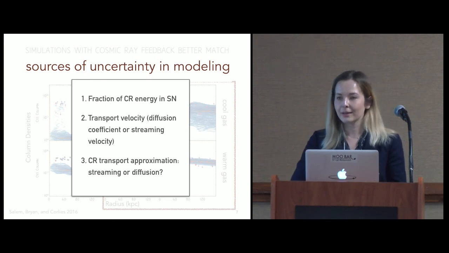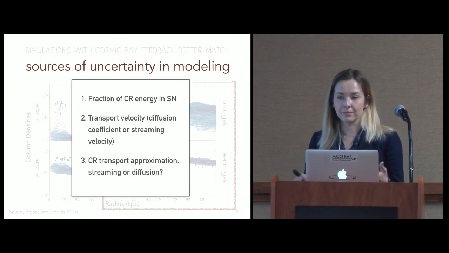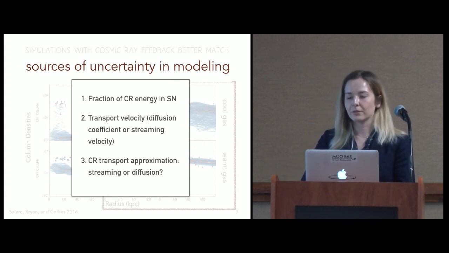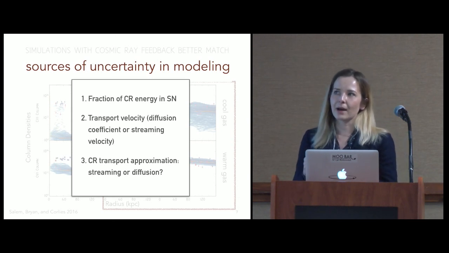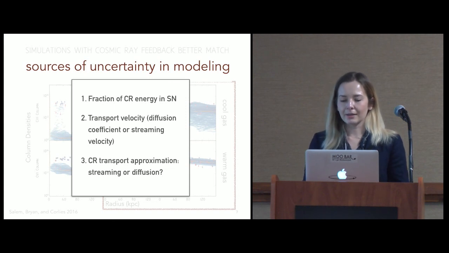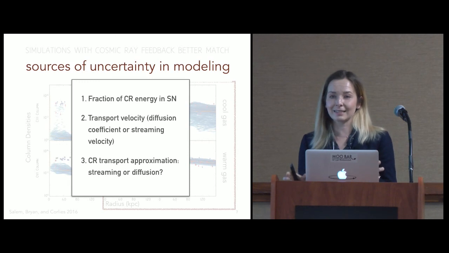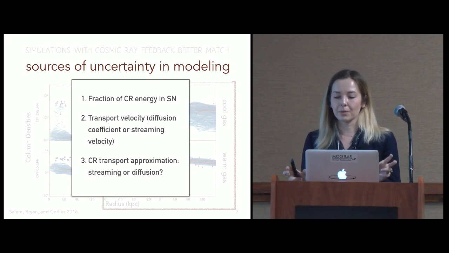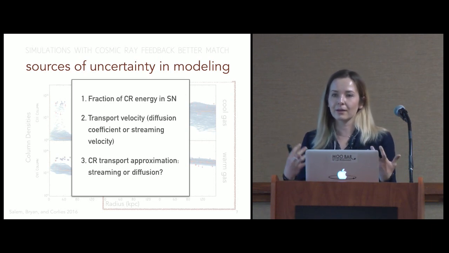So for one, we don't really know what fraction of supernova energy goes into cosmic rays. We don't know how quickly to model cosmic ray transport relative to the gas. That comes in either through the diffusion coefficient or a streaming velocity. And most alarmingly, there's no consensus in the field as to which transport approximation to use. Traditionally, the two go into either streaming or diffusion.